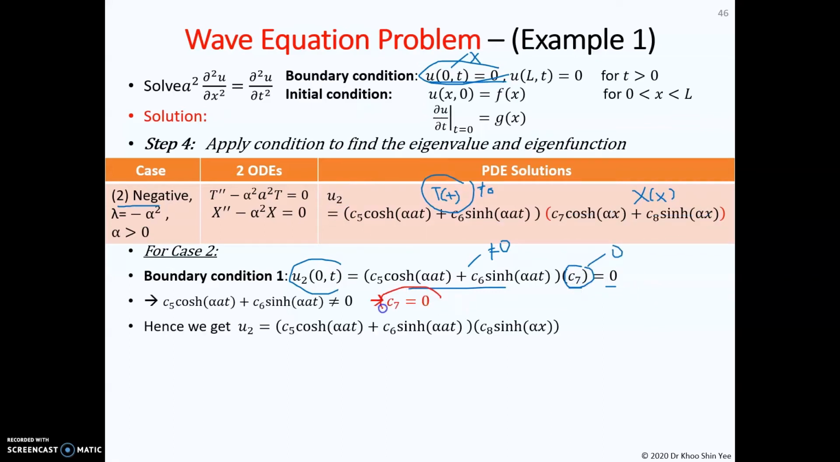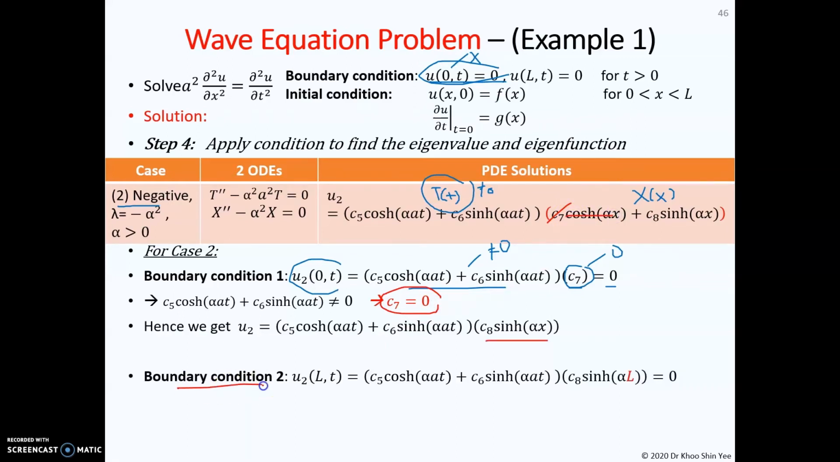So you can substitute C7 equal to 0 inside the PDE equation here, then this component can be eliminated, and we continue to apply the second boundary condition. By substituting x equal to L, you obtain u equal to 0. Therefore you should obtain this equation. And you can see that since this t function here cannot be equal to 0, then this component must be equal to 0.